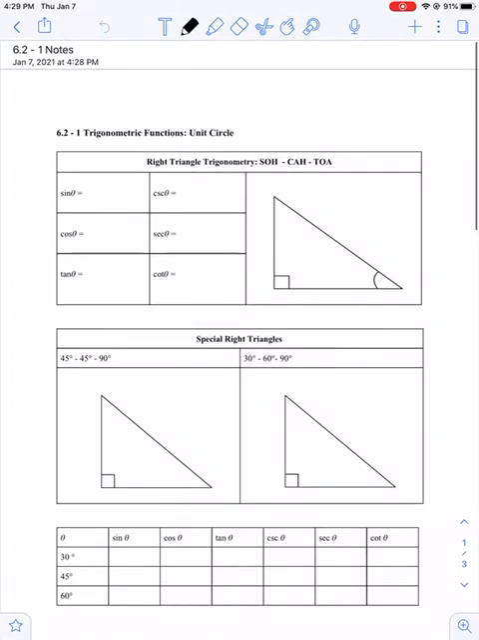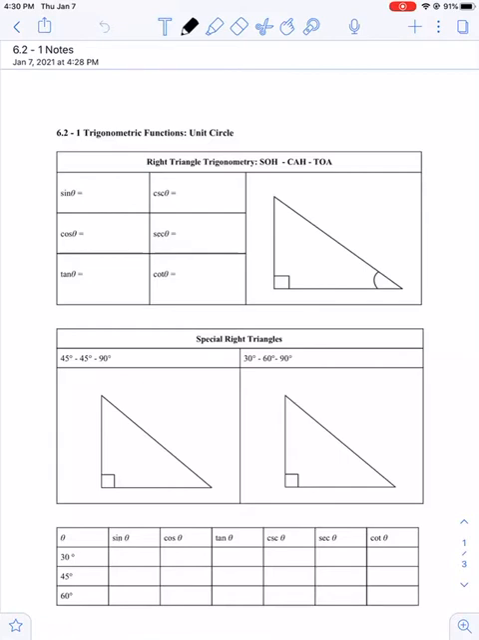So today we're doing the 6.2-1 notes on trigonometric functions with the unit circle. The first thing we're going to look at is right triangle trig. So taking it back to geometry.